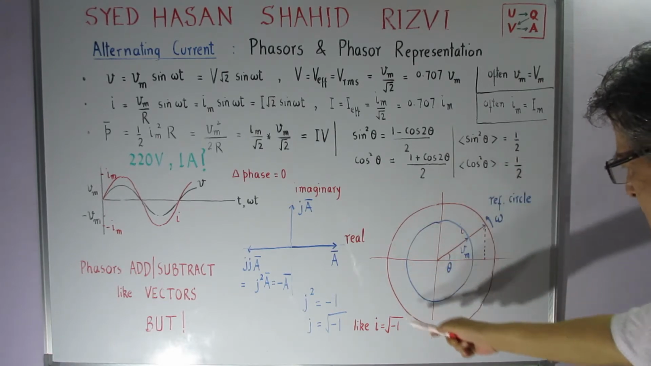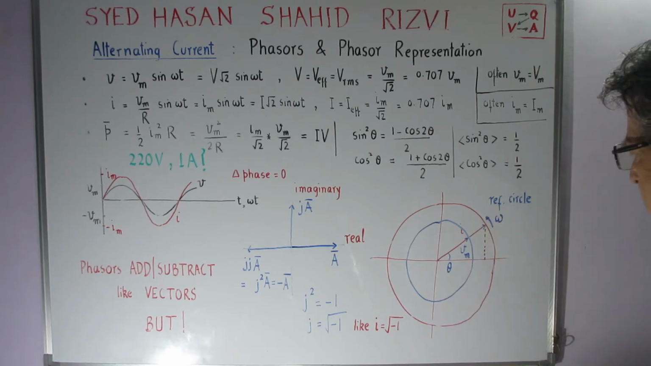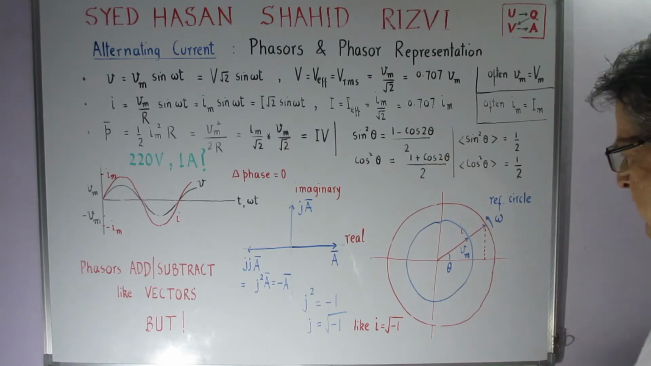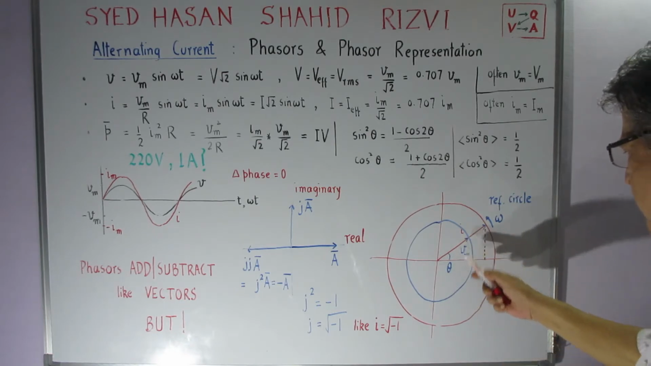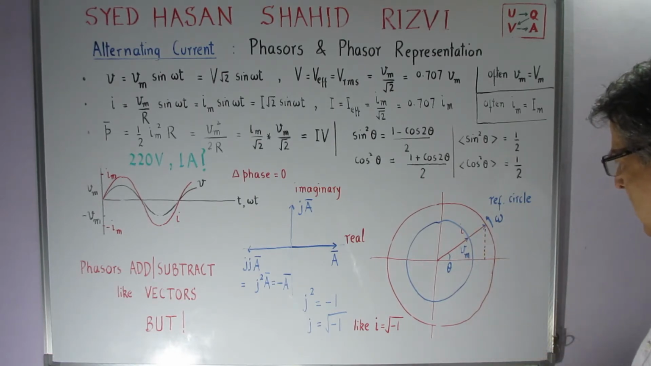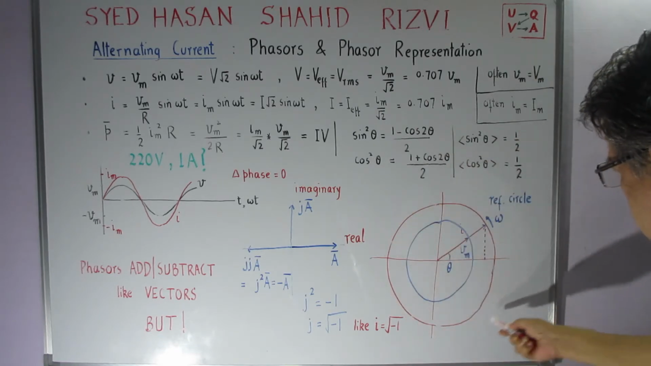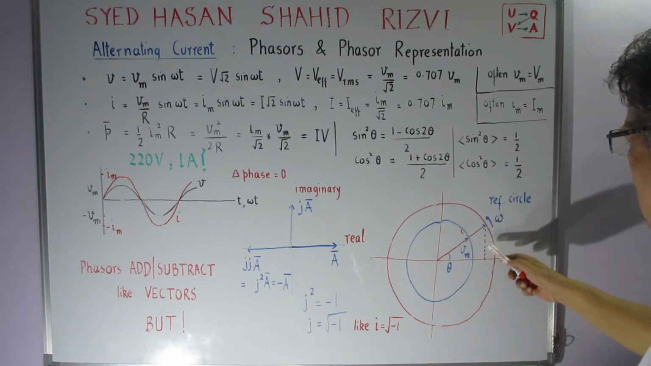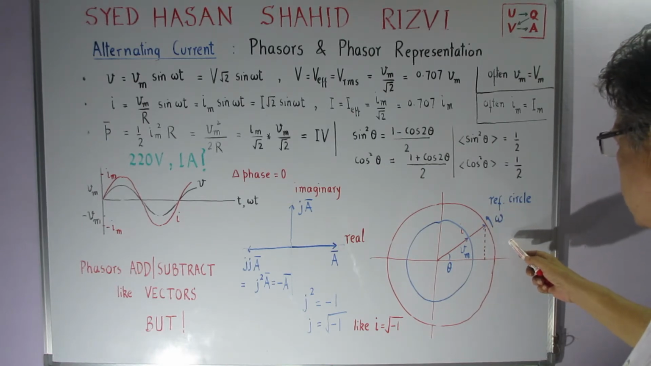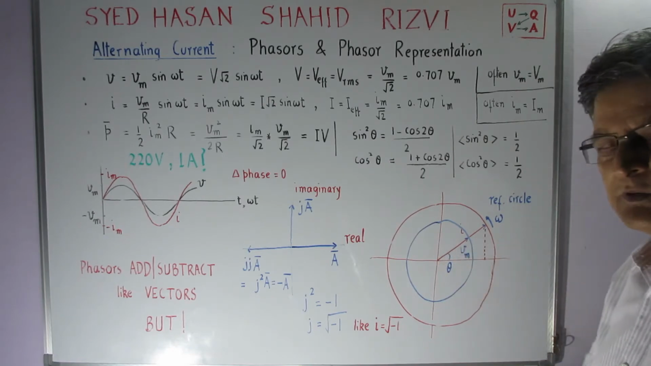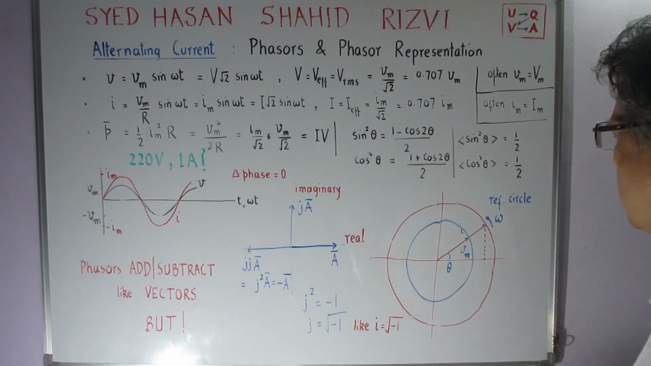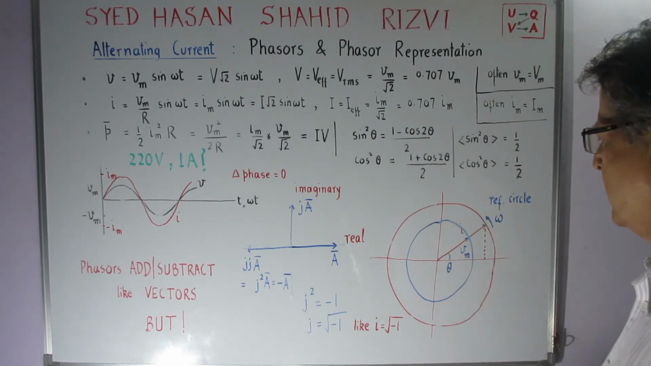I've just shown with the red one a reference circle representing the current, and with the blue one the reference circle which is representing the voltage. This one is expressed in the units of current, and this one is expressed in units of voltage. When we rotate this, there is a vertical component that will be equal to I sine of omega t, and a horizontal component which is I cos of omega t. Like that we can obtain that.